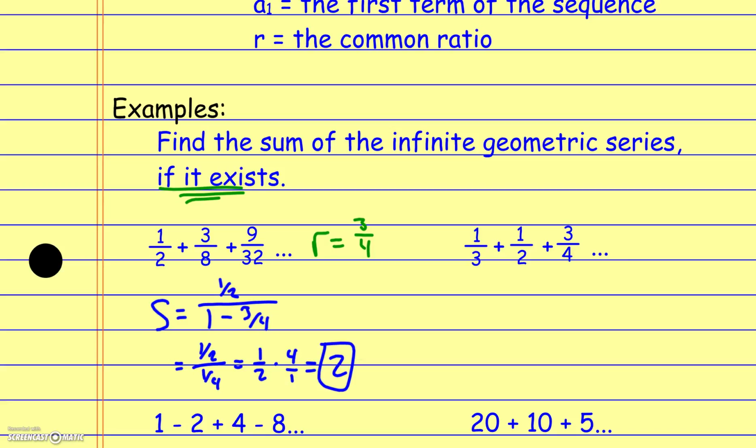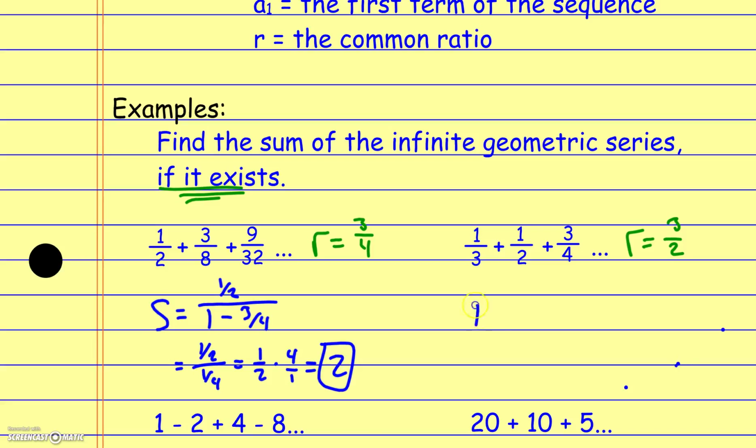If I look at the next one, we have to identify the R value. The R value for this one looks like 3/2, so it's 3 over 2. When I look at that R value and ask, does it fall in my acceptable range? The answer is no. It's got to be a proper fraction. This is an improper fraction. It's got to be between -1 and 1, and this is not between -1 and 1. It's outside of that realm, which means I can't even find the sum of this one. This one is going to diverge, which means it's going to go to infinity.